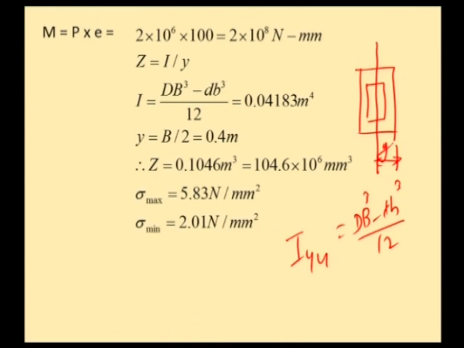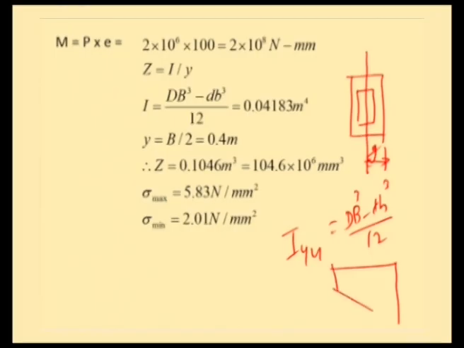Then using the maximum stress as P by A plus M by Z and the minimum stress as P by A minus M by Z, you will get the maximum and minimum stress values, and the stress can be plotted as before. So, 5.83 and 2.01, connect. This will be the stress distribution diagram for the column.